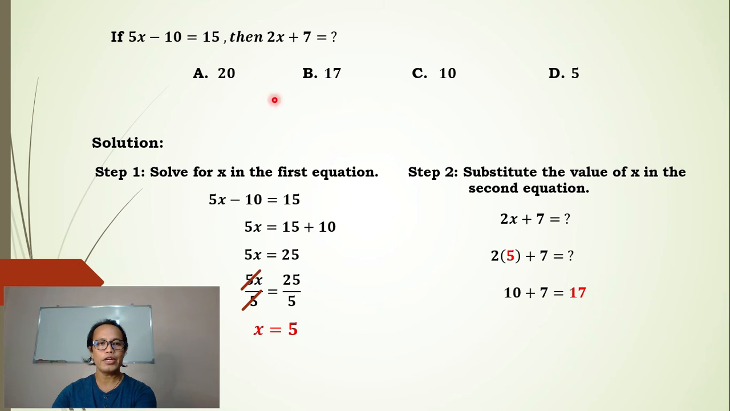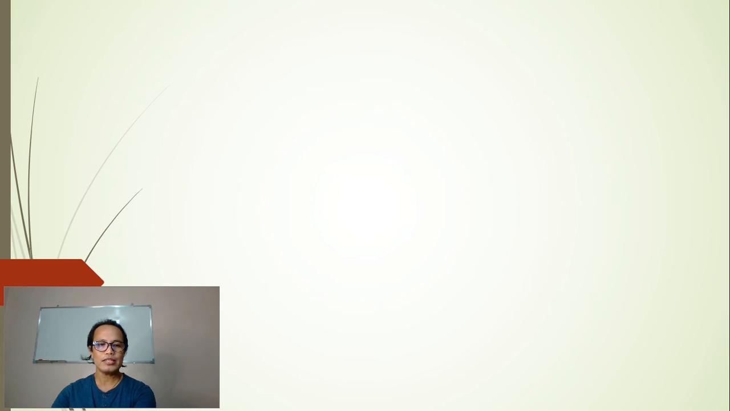So therefore, if 5x minus 10 is equal to 15, then 2x plus 7 is equal to 17. So our correct answer is letter B. Next example.